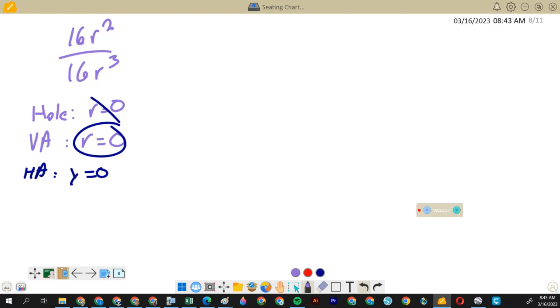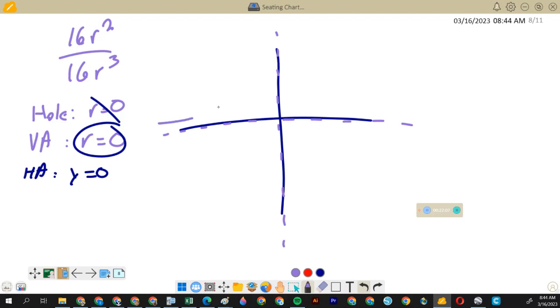So when I graph this, HA at 0, VA at 0. So it's either going to be this graph and this graph, or this graph and that graph. How am I going to figure that out? Plug in a number. Can I plug in 0? No. 0 is a vertical asymptote, so we can't plug it in.